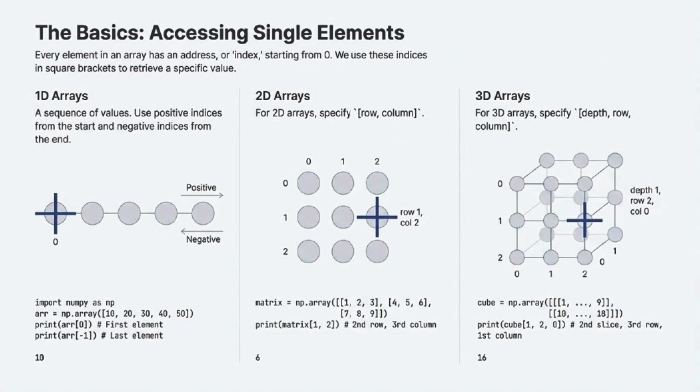In a three-dimensional array, we use three numbers: depth, row and column. cube[1, 2, 0] means the value from the second depth layer, third row and first column. This shows how indexing helps us reach an exact value in simple steps. This system helps to find exact data quickly and accurately.